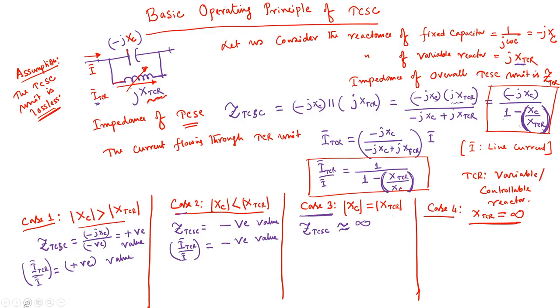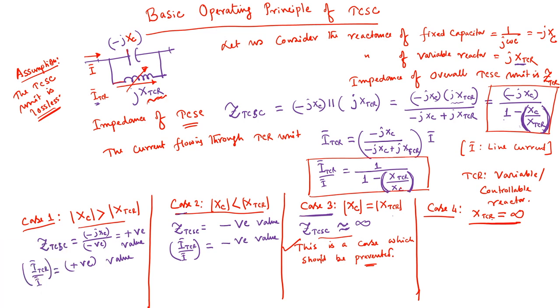So, this is a case which should be prevented. So, this is one of the control constraints, the design constraint is such that this case will never be attained. Okay. So, that is something that is interesting.